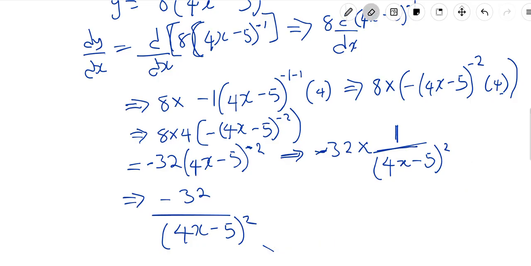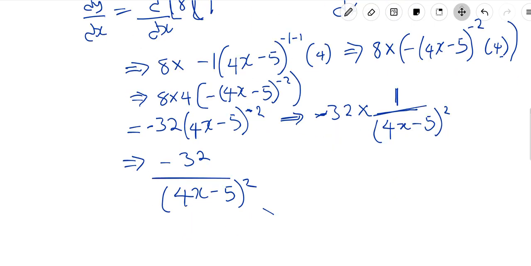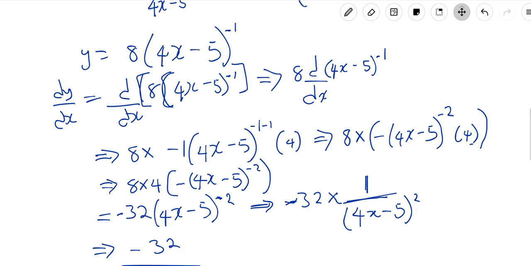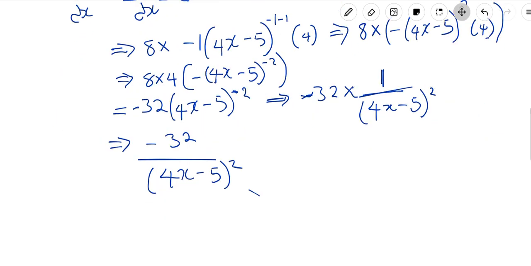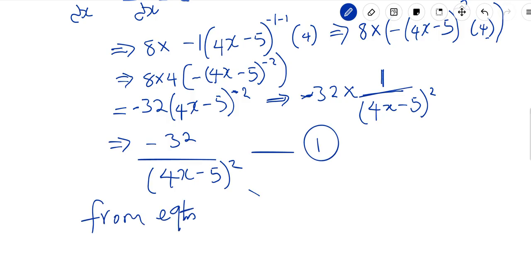The question says we should find the gradient, find the gradient of the curve at the point x equal to 2. So where x is equal to 2, I can call this equation, well, I didn't number my equations. Since I didn't number them, let me call this equation 1. Okay, so from equation 1, that x is equal to 2.